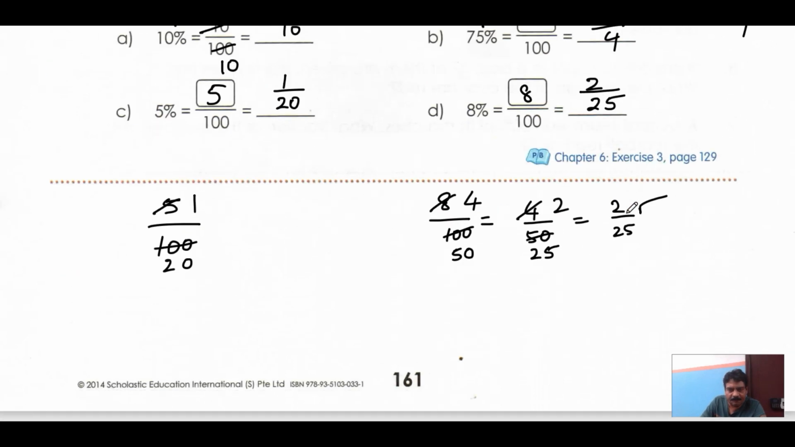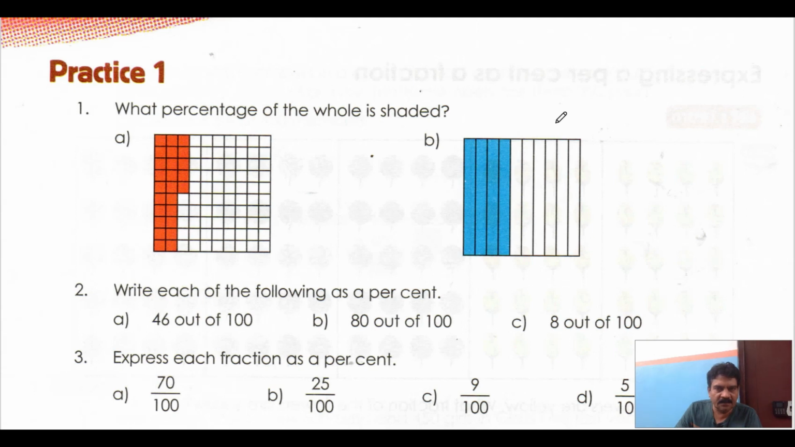This is your answer. Let's come back to practice 1. Now see here, it's very easy. What percentage of the whole is shaded? So here if you count these boxes, the boxes are 100. Out of 100, these vertical two columns are 10, 10, 20, and this is 1, 2, 3, 4, 5, so 25. So 25 out of 100 is shaded. That's why you can say it is 25%.